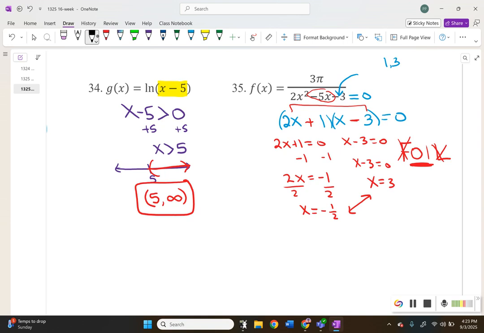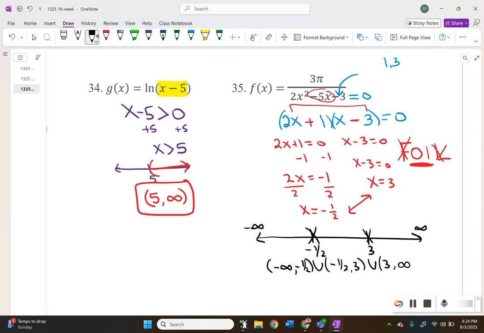So I'm going to pluck those two values out of my interval. So my interval is going to go from negative infinity to infinity, but I'm going to take out negative half and 3. And in their place, I'm going to put a union. So I'm going to go from negative infinity to negative half, then again from negative half to 3, and then again from 3 to infinity. This is where my function is continuous.